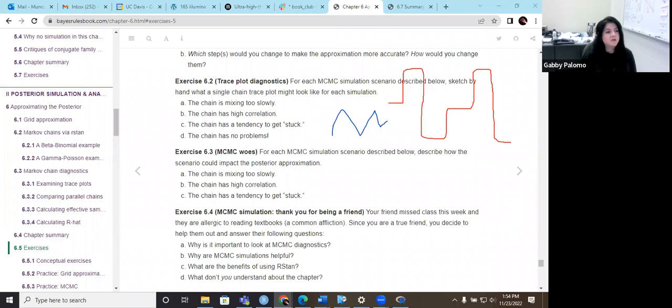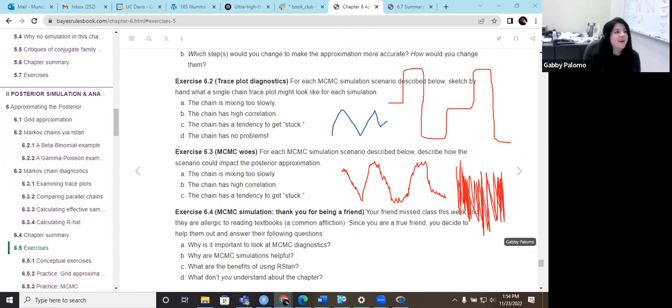This one is high autocorrelation. It's going through all this space, but high autocorrelation. And even if there are two, three, or four chains, they're all sort of going like that, instead of going all together like that, like a caterpillar.